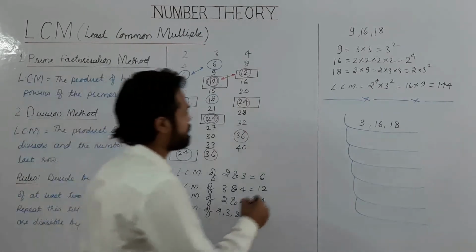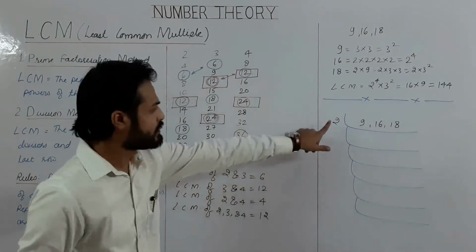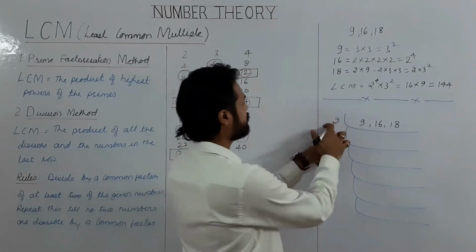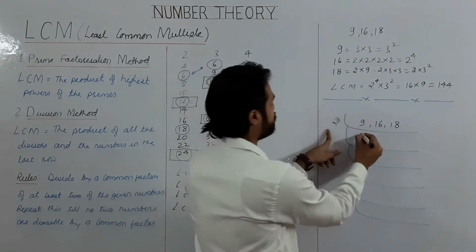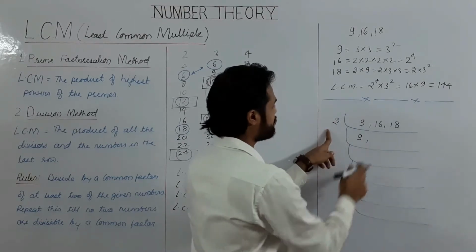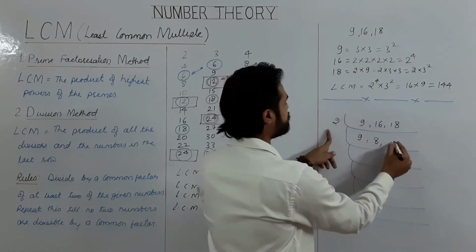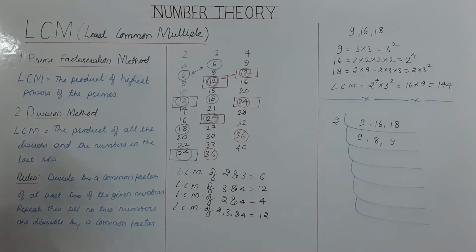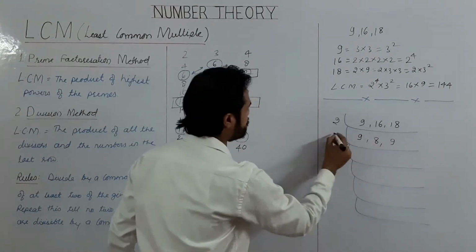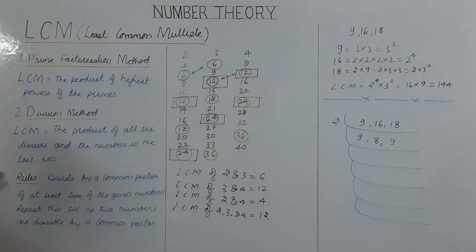So first factor of first number is 2. 2 by 9, no, not divisible, but 16 and 18, these two numbers are divisible by 2. So we'll write 9 as it is, 16 by 2, 8, 18 by 2 is 9. Again, if we divide this set by 2, only 8 is divisible, but we have to take at least 2.